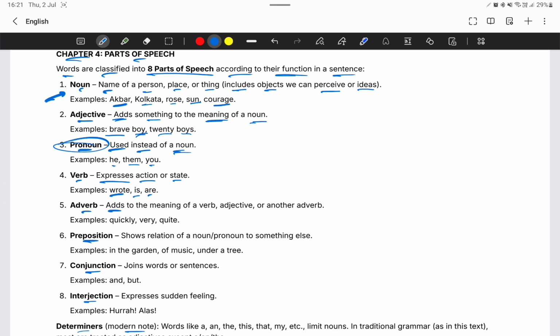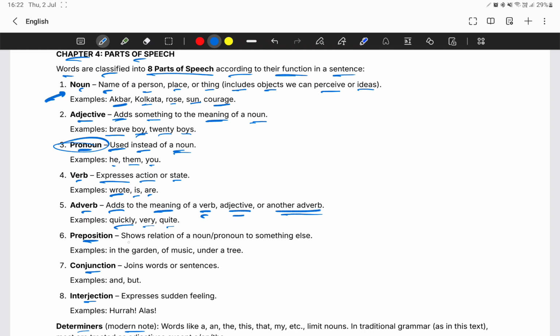Okay, next we have adverbs. Adverb adds to the meaning of a verb, adjective, or another adverb. I mean, we know adjective adds something to the meaning of a noun. Similarly, adverb adds something to the meaning of not a noun, but a verb, an adjective, or another adverb, like quickly, very, quiet. Okay, so these are the adverbs.